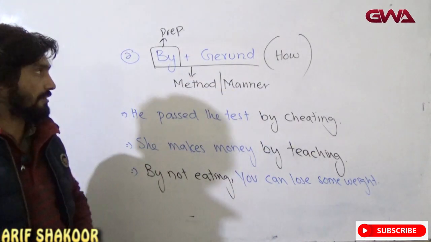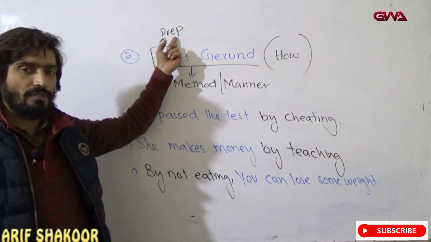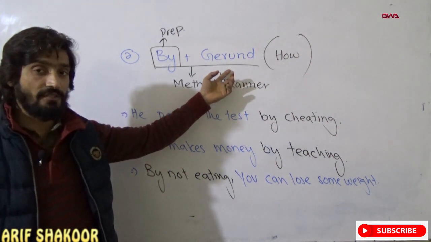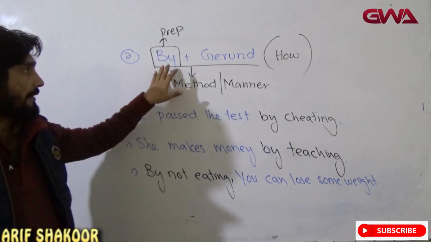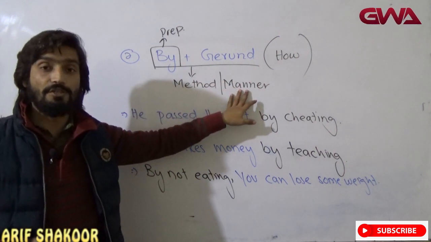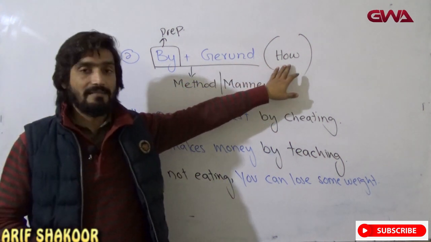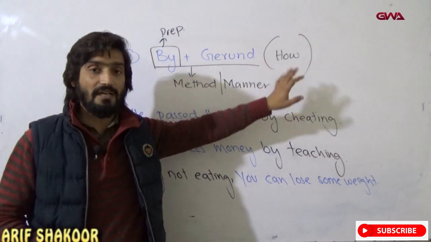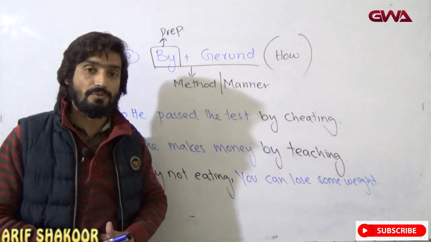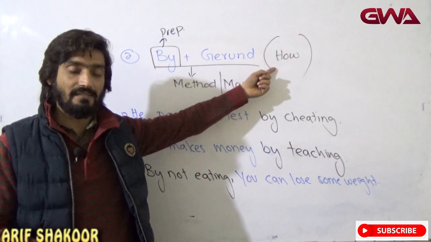Now, the second structure, by plus gerund. By is a preposition, and preposition can be followed by the ing form of the verb, which functions as a noun. Now, by plus gerund shows the method or the manner of doing an action. By plus gerund answers how. If someone asks you how you do something, let's suppose, how did you lose your weight? So you can use by plus gerund to answer this question.